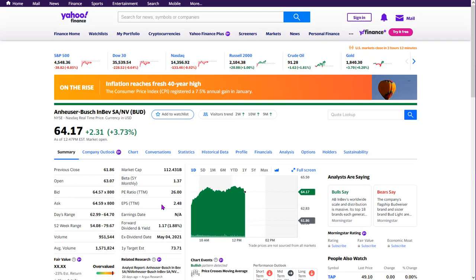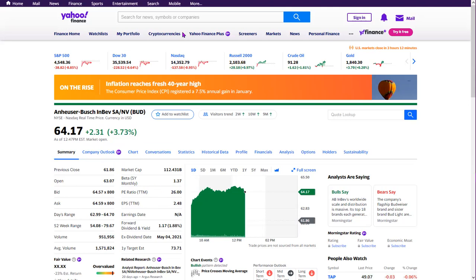Going back to the PE ratio, this shows you what the stock price is relative to the earnings. So for example, with Budweiser, you got the earnings per share of $2.48. Price is $64, and the PE ratio is 26. And this means that the price of the stock is 26 times as high as the earnings.